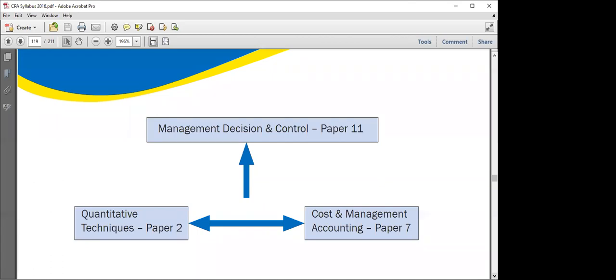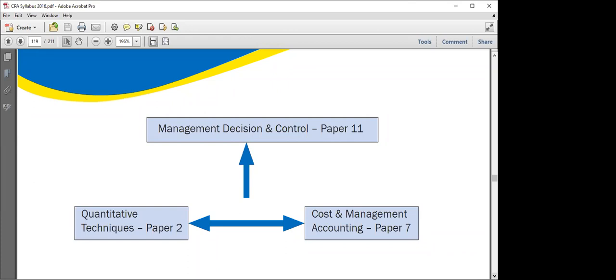Now, most of you are exempted from cost and management accounting, maybe because you have accounting backgrounds. So it is presumed that you carry over this knowledge from your previous level of education to this paper. Those that do cost and management accounting will find this paper very friendly, because the concepts are not very different, only that MDC advances from the principles of cost and management accounting. We are trying to see how we can use those principles and techniques to make decisions.